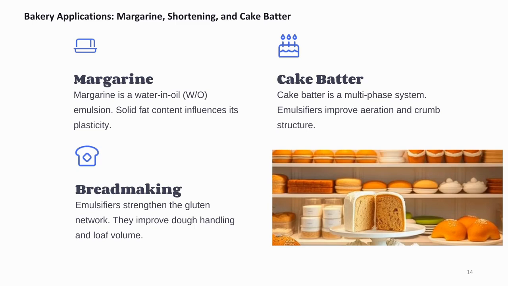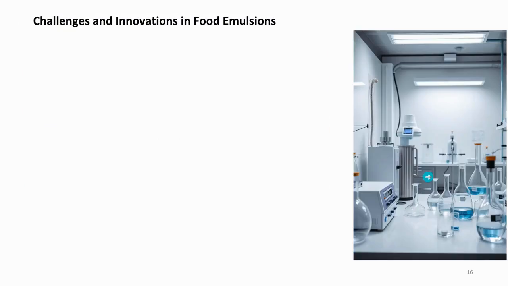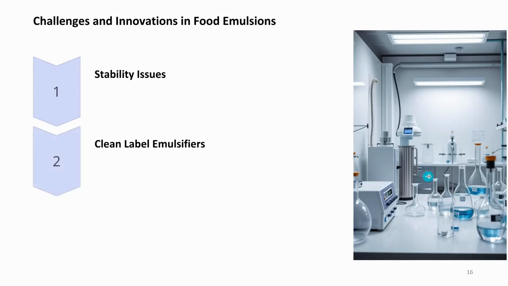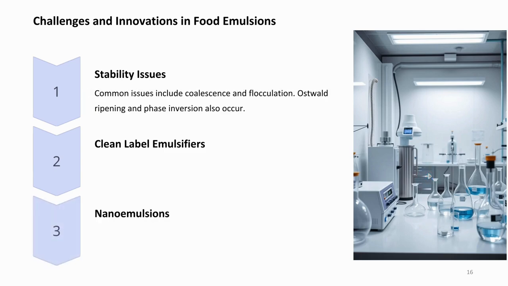In bread making, emulsifiers strengthen the gluten network so that they improve dough handling and loaf volume. Now let us see the challenges and innovation in food emulsions: mainly stability issues, clean label emulsifiers, and nanoemulsions. In the case of stability issues, common issues include coalescence and flocculation. Ostwald ripening is also another challenge.